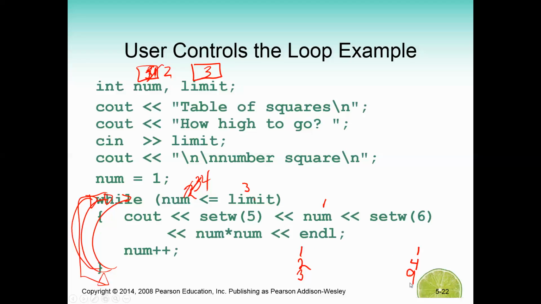So we're displaying what? The square, right? This is the table of squares. We're squaring the number 1. We're squaring the number 2. We're squaring the number 3.